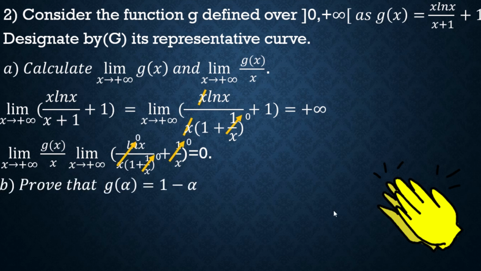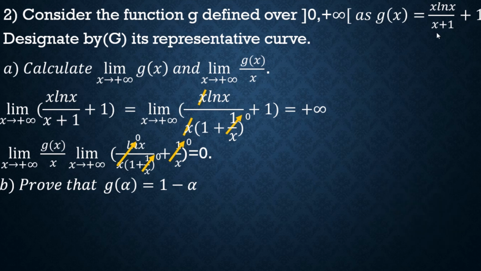Prove that g of alpha equals 1 minus alpha. G of alpha is alpha ln alpha over alpha plus 1, plus 1. We have to get rid of ln alpha. How to get rid of ln alpha? We go back to alpha. Alpha is a root of what? Of f of x equals 0.